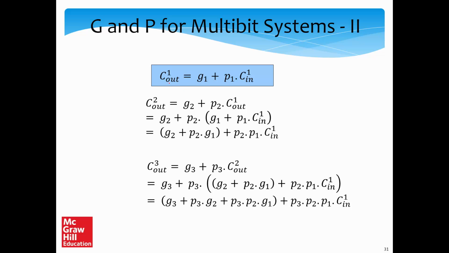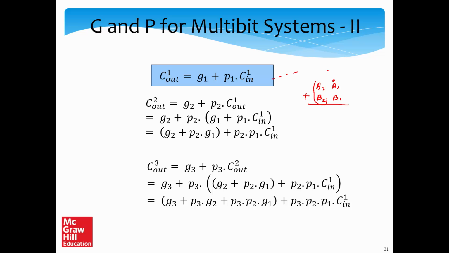So let's say we have already derived that for the first bit pair, Cout1 is G1 plus P1 and the carry that is coming in, which is Cin1. Now let's consider the second bit pair, so basically let's consider the two bits A2 A1 and B2 B1. So for the first bit pair, this is the equation, right?